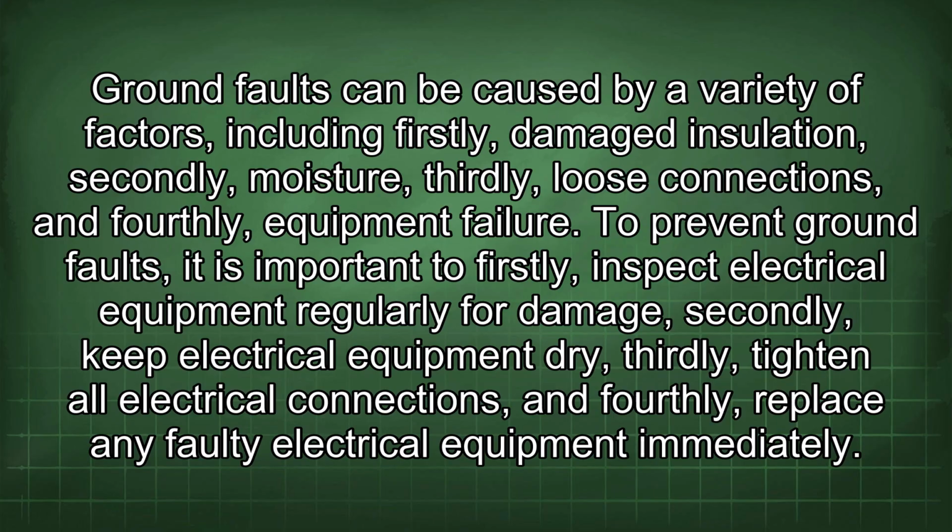Ground faults can be caused by a variety of factors, including firstly, damaged insulation, secondly, moisture, thirdly, loose connections, and fourthly, equipment failure. To prevent ground faults, it is important to firstly, inspect electrical equipment regularly for damage, secondly, keep electrical equipment dry, thirdly, tighten all electrical connections, and fourthly, replace any faulty electrical equipment immediately.